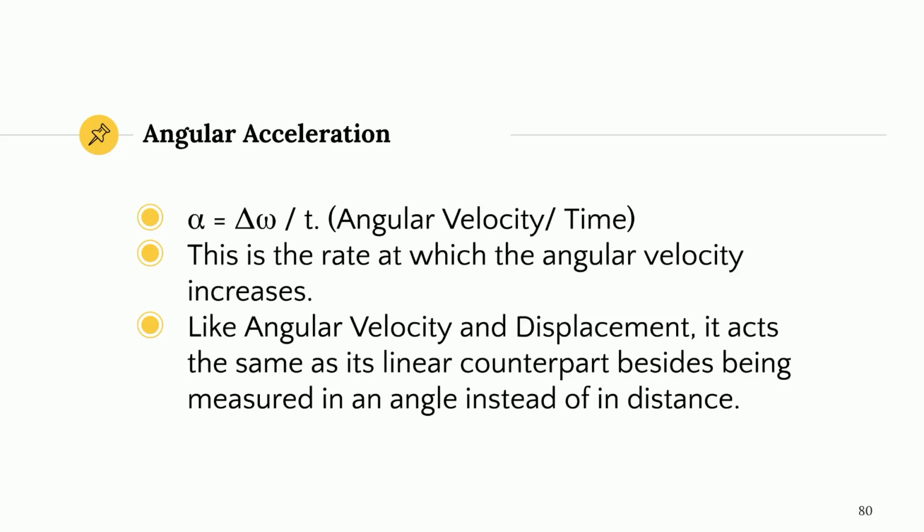So for angular acceleration, alpha equals delta omega divided by time, which is angular velocity divided by time. This is the rate at which the angular velocity increases or decreases. It's just the rate at which it changes. Like angular velocity and displacement, it acts the same as its linear counterpart besides being measured in an angle instead of in distance.